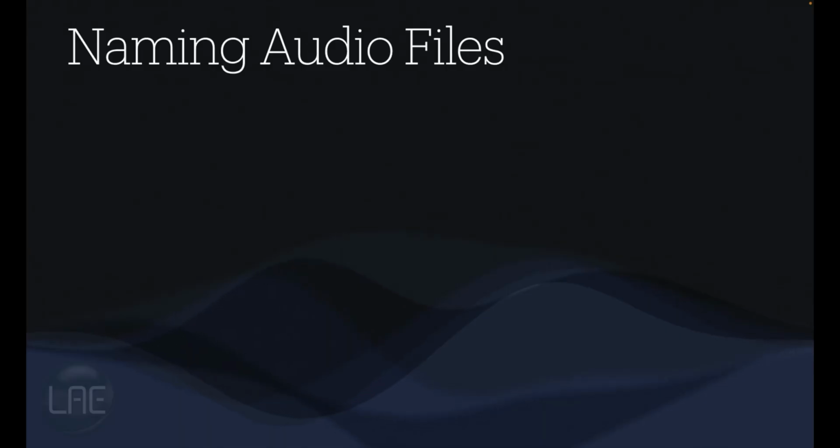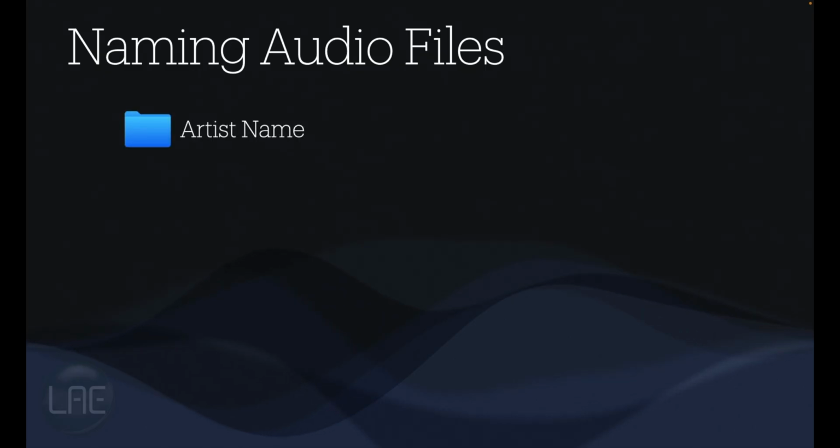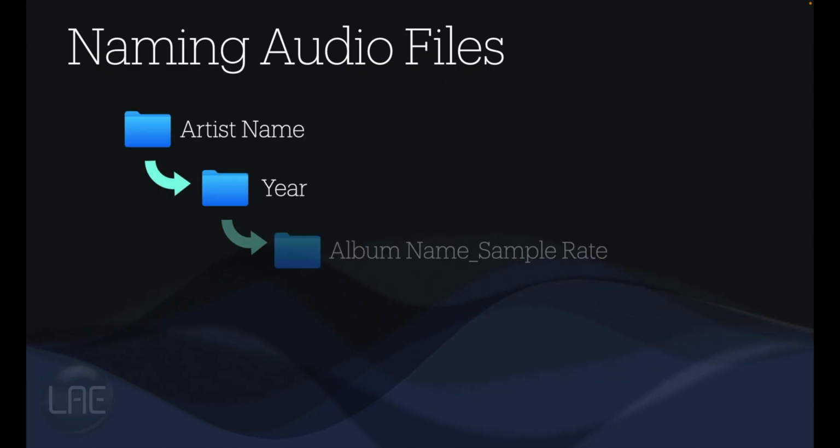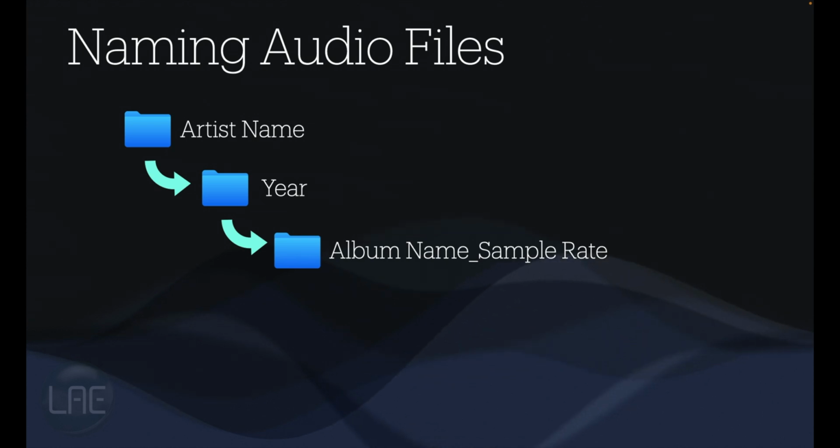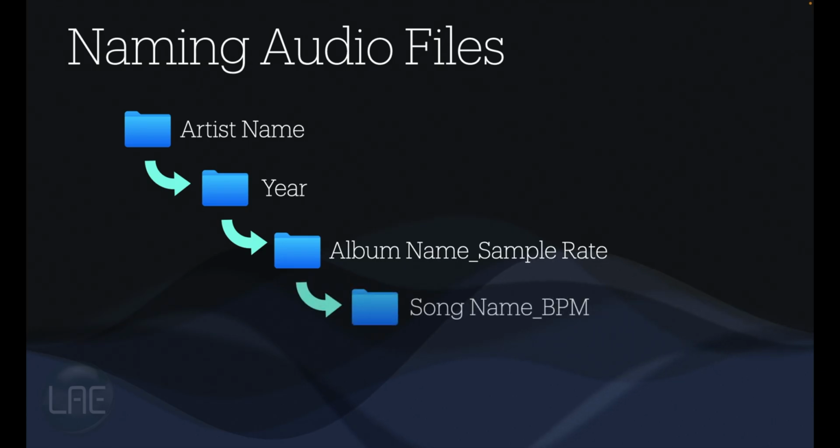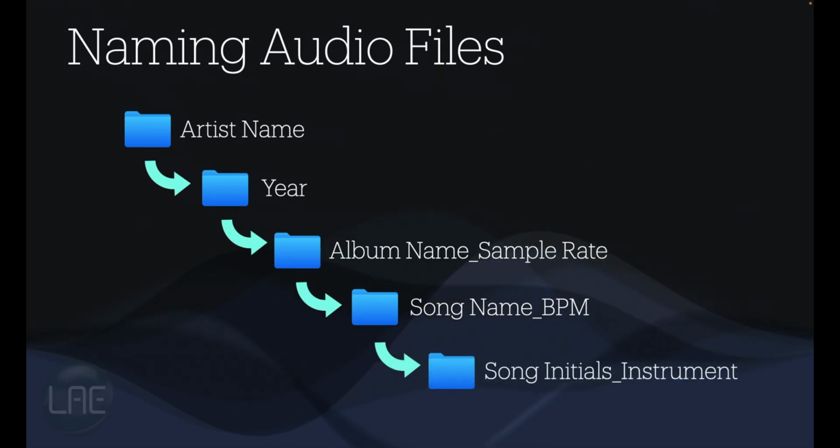Typically I'll start by having a folder for each artist or artistic project. From there, I'll divide it up into a folder for each year. Inside that folder, I'll have a folder for each album project, and I find this is a good place to put the sample rate. I'm assuming that you're using 24-bit recording, but you can put here 44, 48, or 96, depending on what you're using. From there, the next folder is going to have each of the song's name, and I find that this is a good place to put the BPM as well. And from there, we have a folder with all of the audio files, which are named using the song's initials, and then an abbreviation of each instrument. Let me know if you have any other organizing or naming conventions that you like to use.